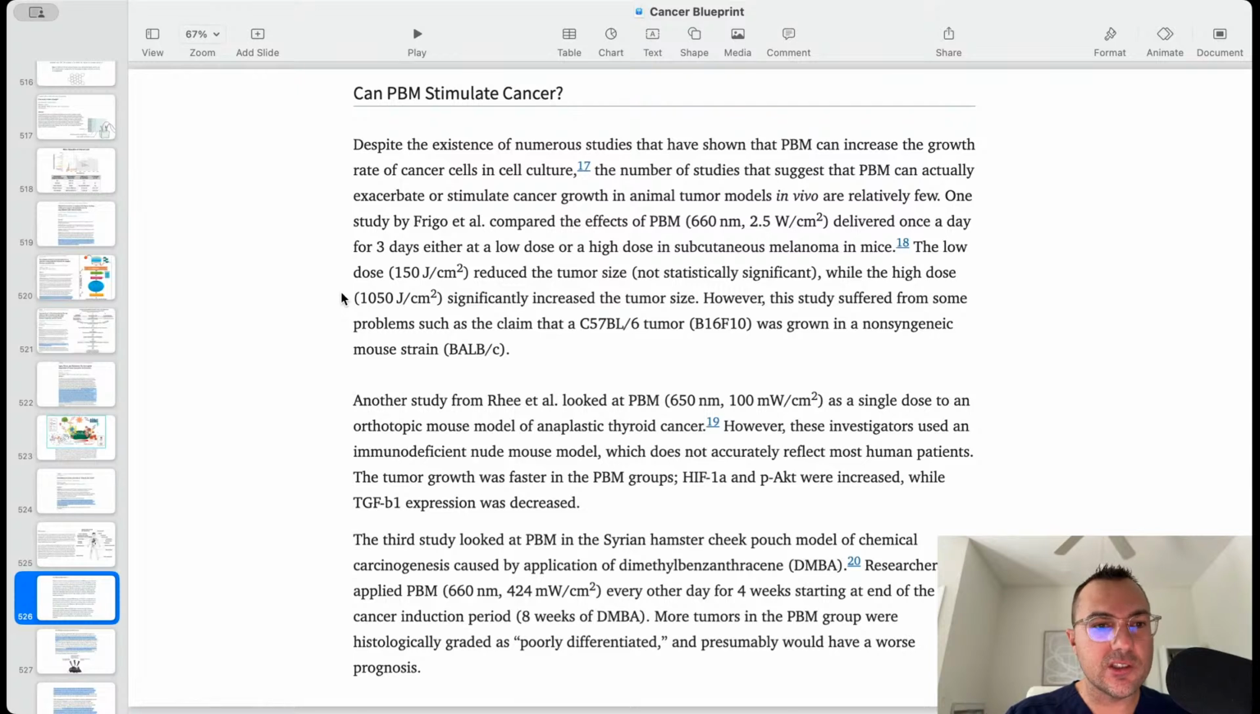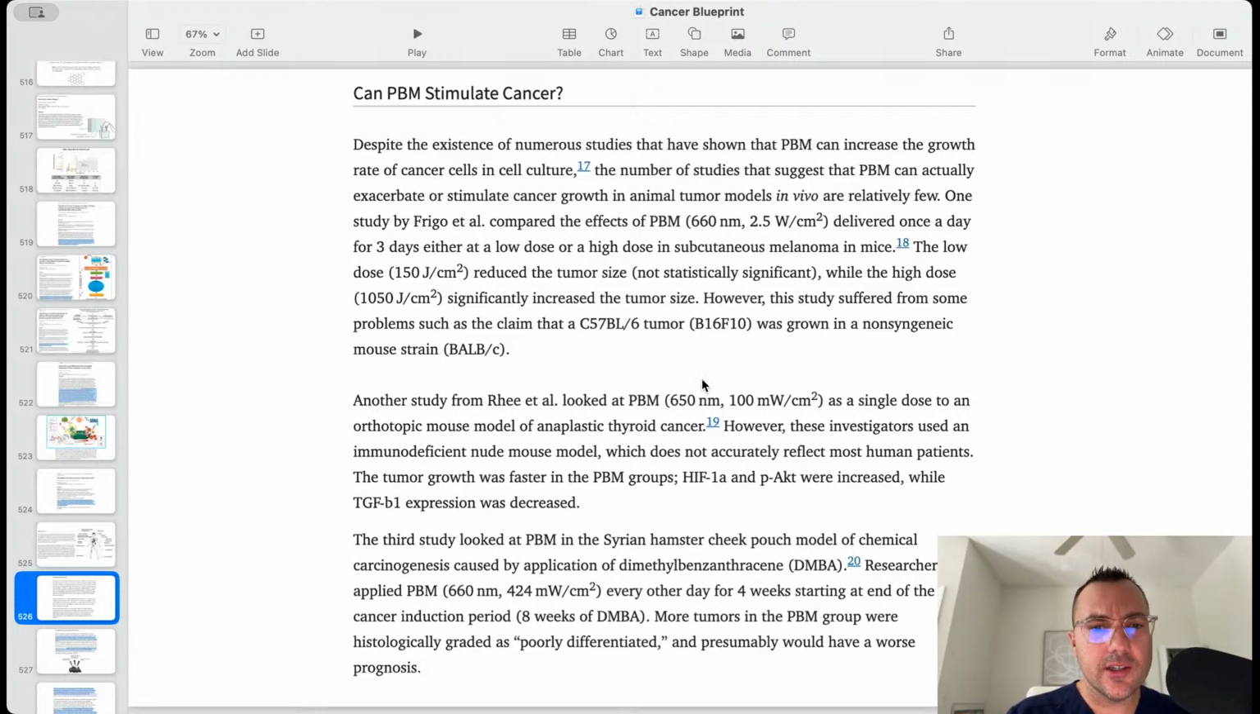However, this study suffered from some problems, such as the claim that this type of tumor was grown in a non-syngeneic mouse strain. I think this is kind of interesting because the low dose, they're saying, reduced the tumor size, not to a statistically significant amount, but the higher dose increased the tumor size. And they were saying that the reason was because this was a created tumor in a non-syngeneic mouse strain. That, I'm guessing, could be a fatal flaw to that potential study.